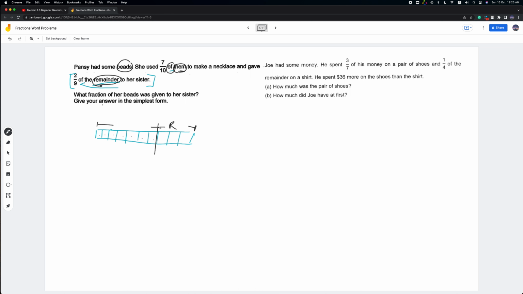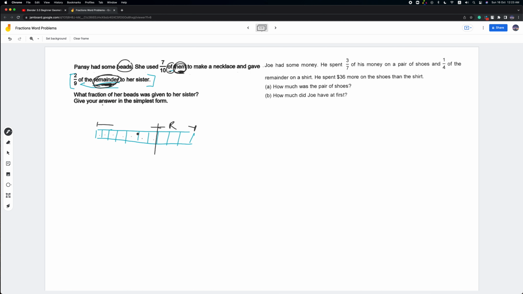So no, remember the keyword again is remainder. And one more thing you must remember: after a fraction, when you see the word of, that is the unit. So the two units here are them and remainder. They are different units, so you cannot just add or subtract them like that. Now, what do we do next?